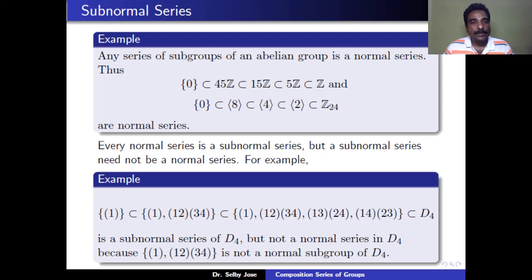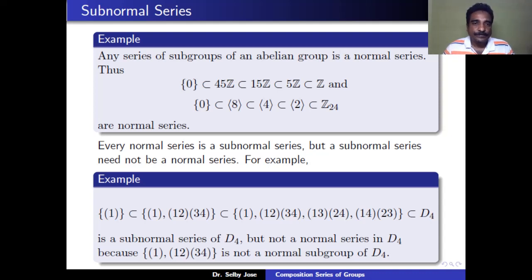In fact, every normal series is a subnormal series, because if a subgroup Gi is normal in G itself, then definitely Gi is normal in Gi+1, because you can think of every element of Gi+1 as an element of G. But a subnormal series need not be a normal series. That means if Gi is normal in Gi+1 for each i, that does not mean that each Gi is normal in G.